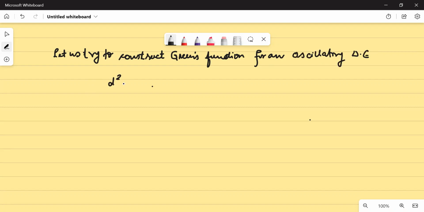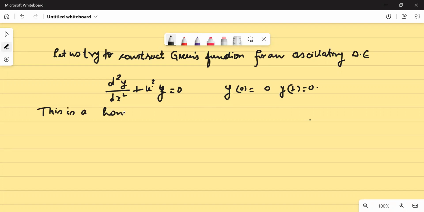As you know, simple harmonic oscillations are governed by the equation d square y upon dx square plus k square y equal to 0. And the conditions given to you are y(0) equal to 0 and y(1) equal to 0. As you're aware, this is clearly a homogeneous differential equation.